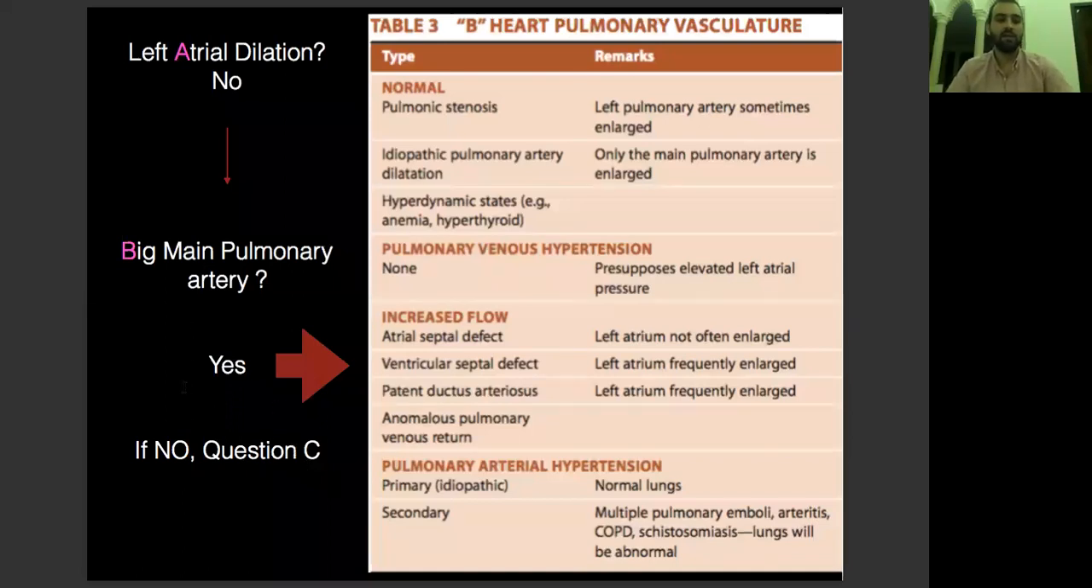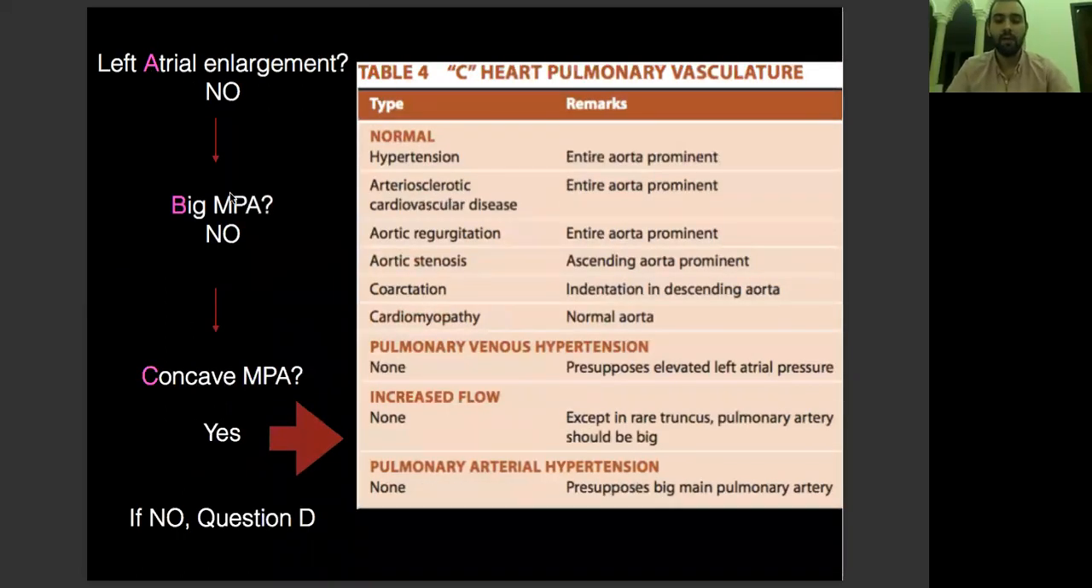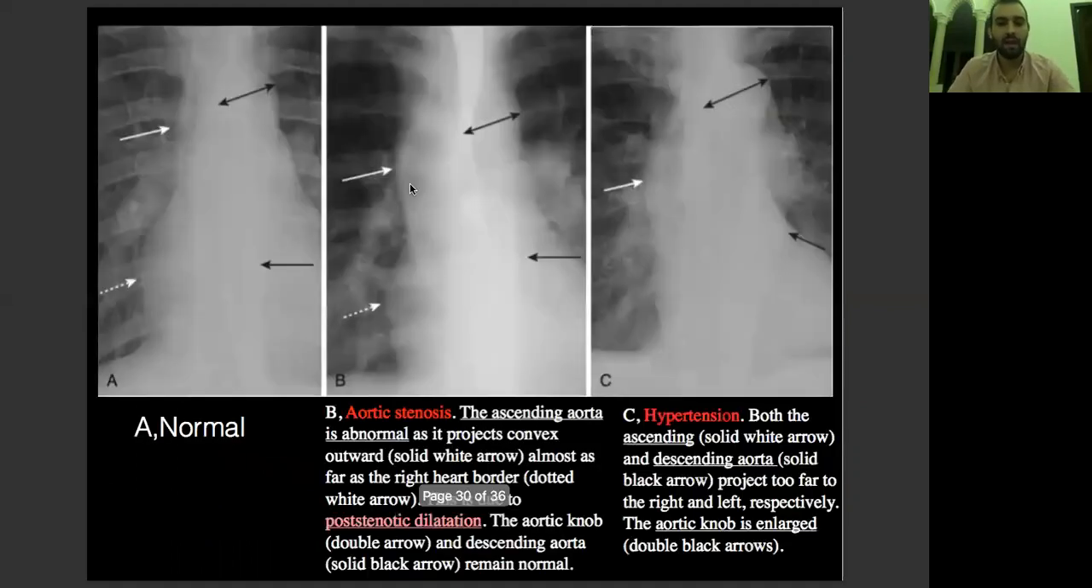If we don't have atrial dilation, and the main pulmonary artery is not big, the question C stands for concave main pulmonary artery. So if the main pulmonary artery is concave, our next question would be, we should check for the aorta. It doesn't depend here in this question on the pulmonary vasculature. We should check if the aorta is normal, if it's entirely prominent, or if we have only the ascending aorta prominent, such as in this case.